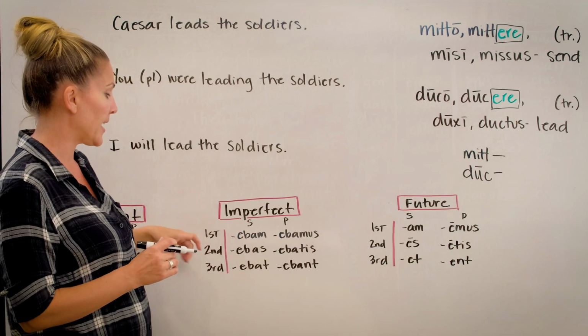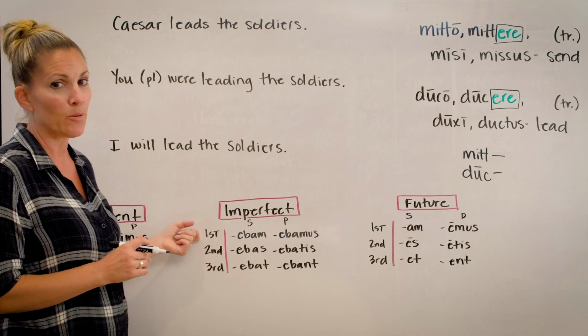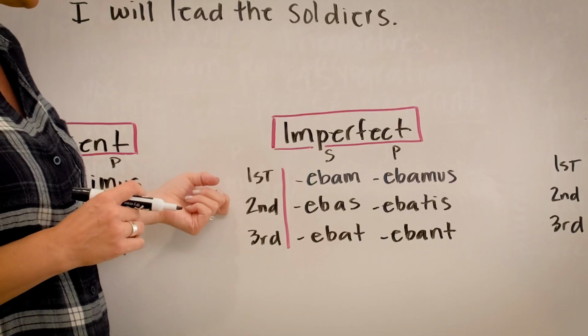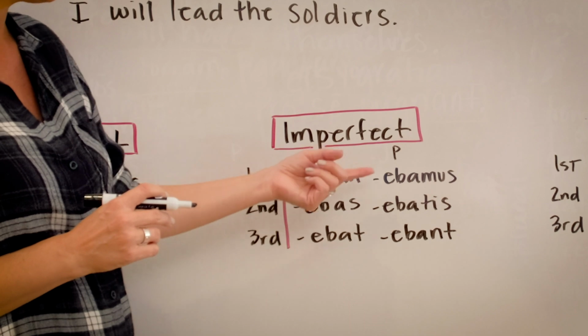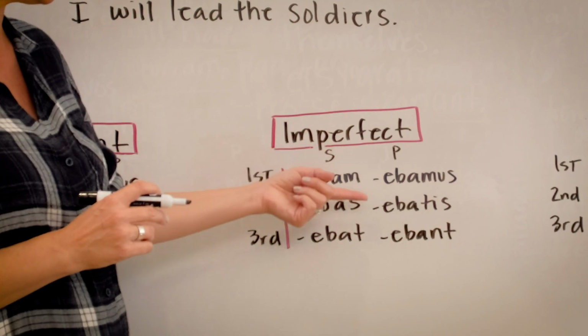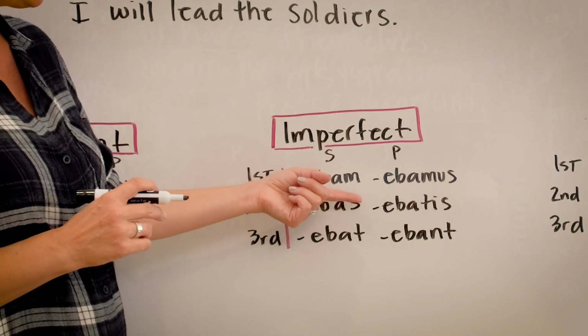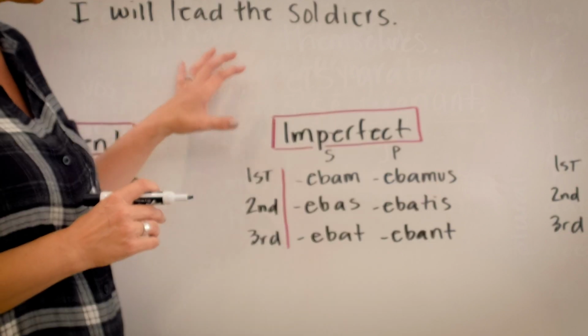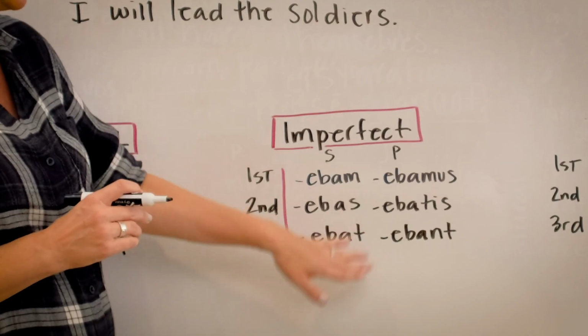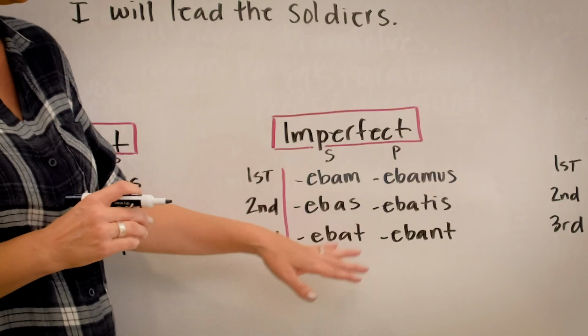So if I wanted to say I was sending, it would be mitebam. You were sending, mitebas. He, she, or it was sending, mitebat. We were sending, mitebamus. You all were sending, mitebatis, and they were sending, mitebant. So that's the imperfect tense. You'll notice that that vowel has switched to an E.